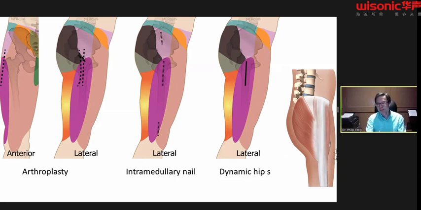To do the dynamic hip screw, I need to cut the fascia lata. I need to expose the vastus lateralis. So yes, the femoral nerve block may help with the soft tissue trauma from the muscle here. The intramedullary nail probably has a smaller soft tissue trauma, like the vastus lateralis and small muscle here, small muscle there. But let's talk about the hip arthroplasty.